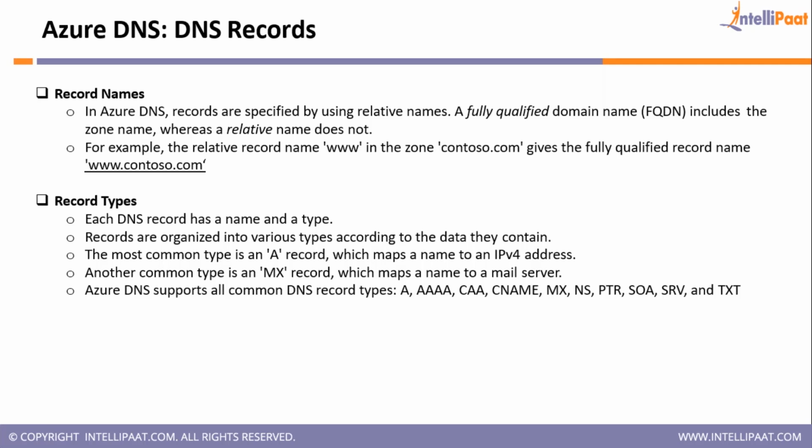The most common type is an A record, which maps a name to an IPv4 address. This is something we use quite commonly. Another common type is an MX record, which maps a name to a mail server. This must also be very familiar. Azure DNS supports all common DNS record types: A, quadruple A, CAA, CNAME, MX, NS, PTR, SOA, SRV, and TXT. There are so many types of DNS records. People who manage DNS servers must be very familiar with these things.